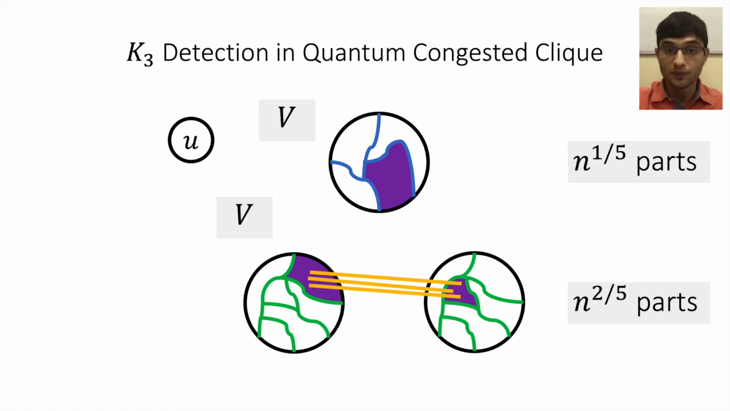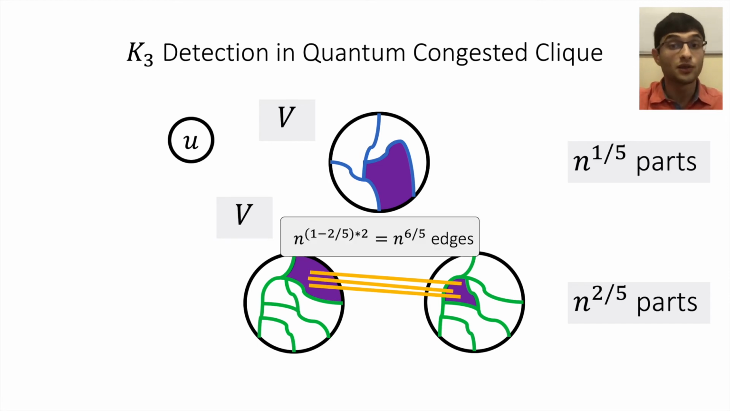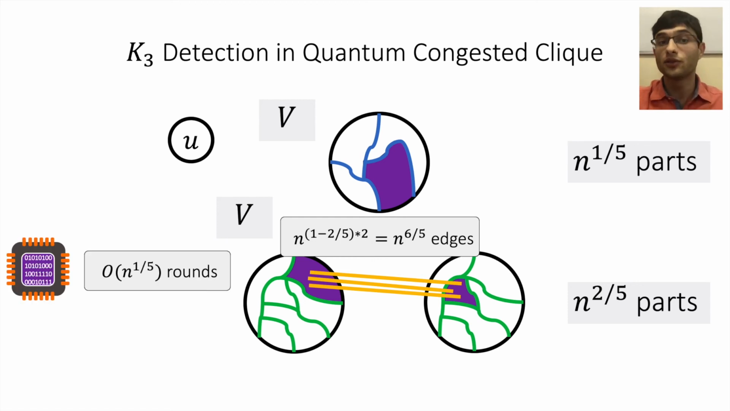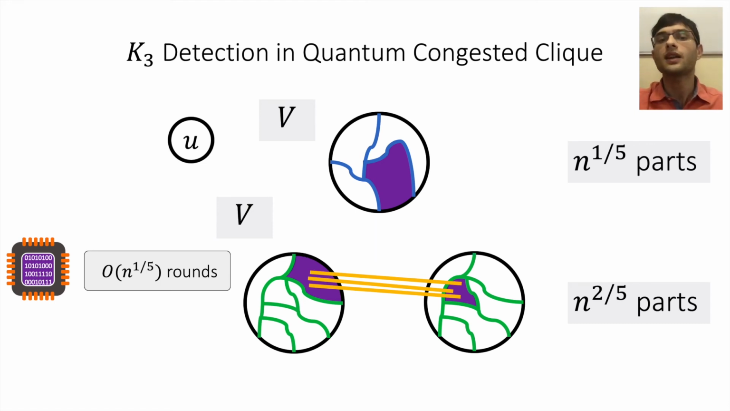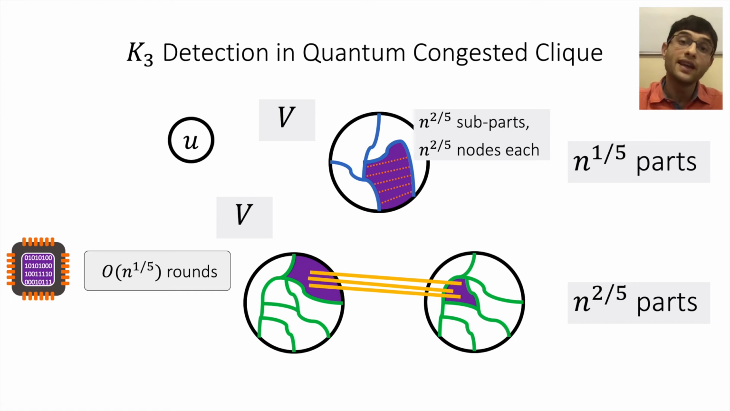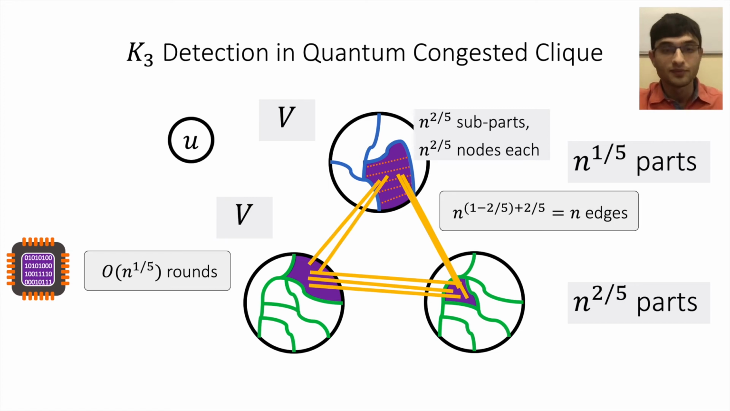Then what node u will do, it'll classically learn all the edges between its green parts. And since there are n to the 6/5 edges between these 2 parts, it's possible to do so in n to the 1/5 rounds. Classically, it's possible to show how this can be done. Now what we do, the node u will take its part in the blue partition and break it up into n to the 2/5 subparts, which also have n to the 2/5 nodes each. And notice now that the number of edges between every single one of the subparts and the green parts is at most n edges. And so it's possible to show in the congested clique that node u can learn these n edges in 1 round.